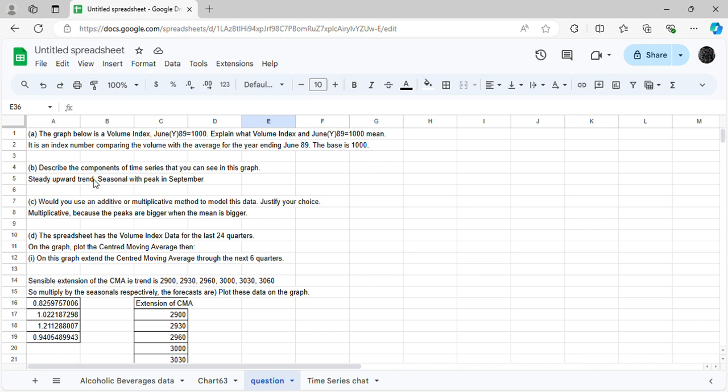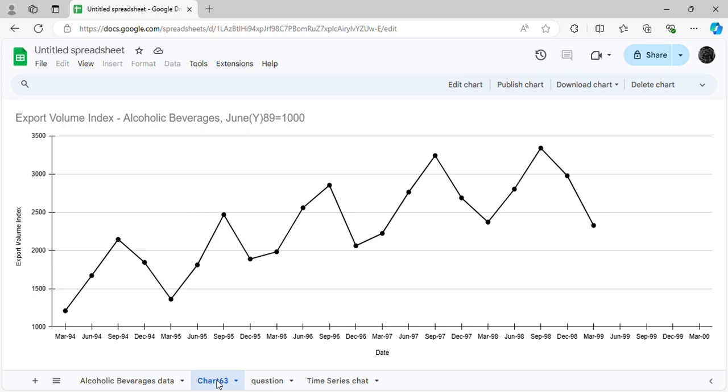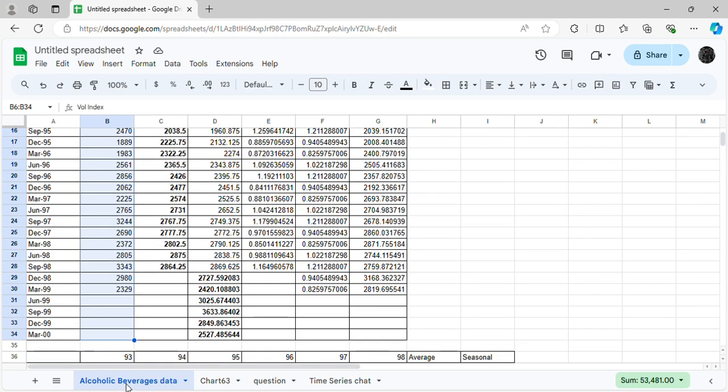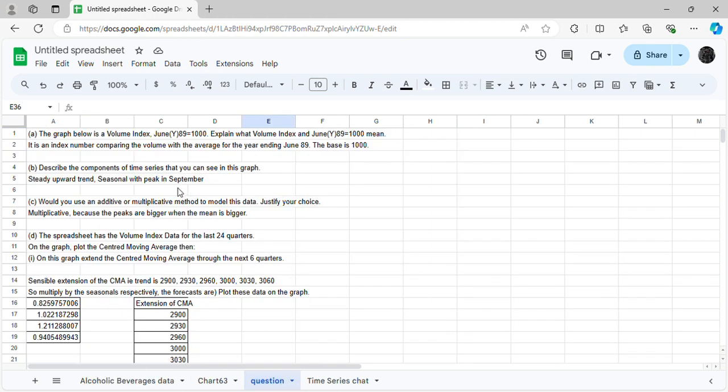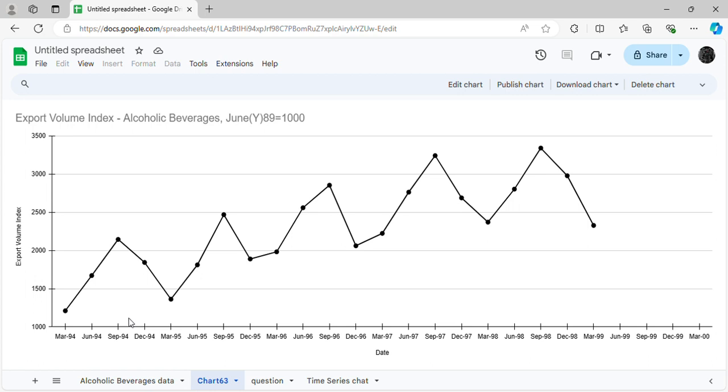B. Describe the components of time series that you can see in this graph. So we can see steady upward trend, and we also see seasonal. So there are 4 seasons in the year. Seasonal with the peak in September.